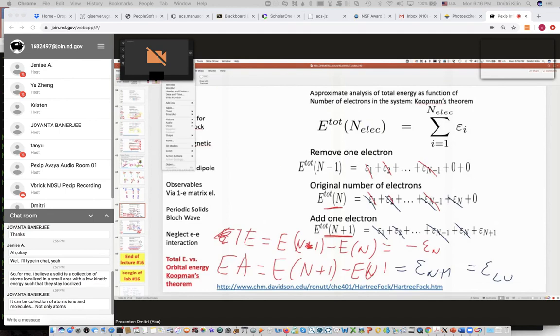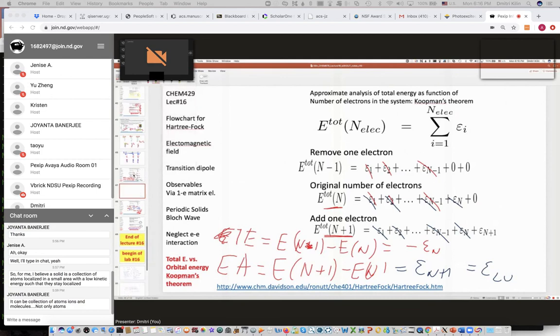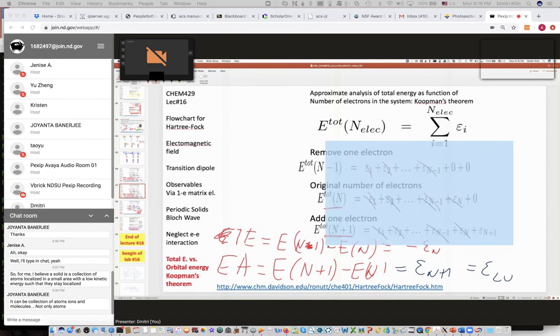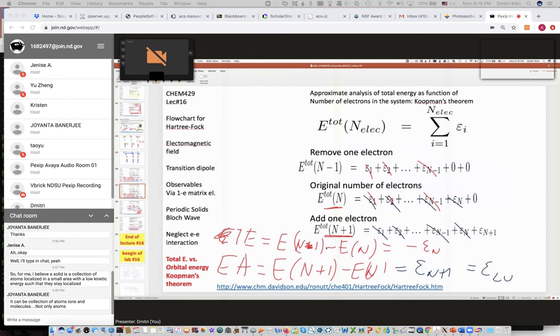insert, duplicate slide, and remove all comments. Remove all comments. Oh no, it doesn't want to remove.